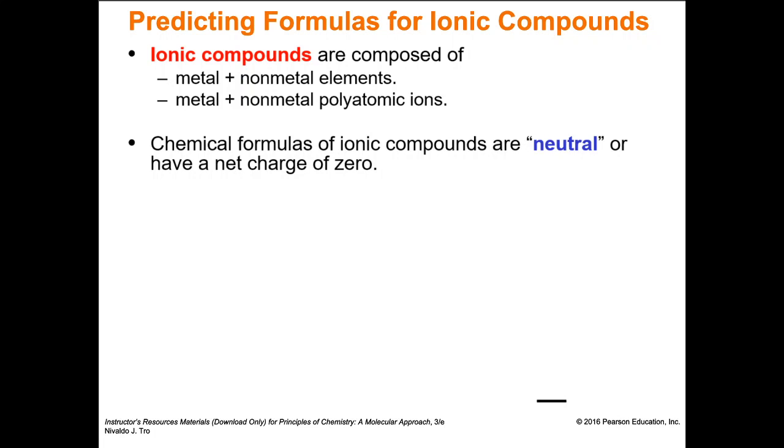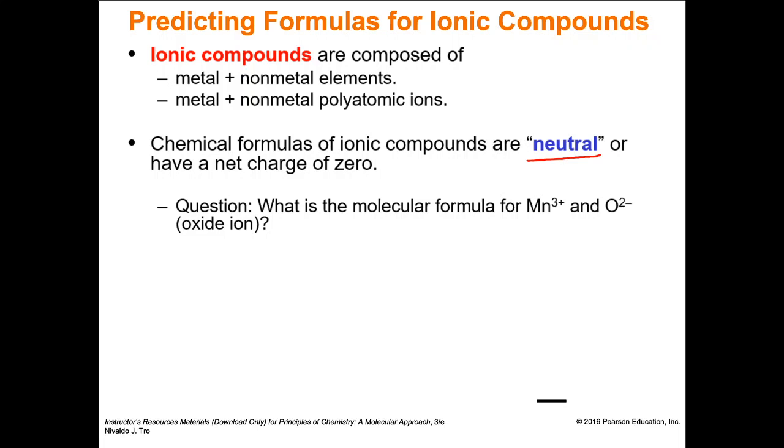Okay, so let's take a look at how to write chemical formulas. First we're going to look at ionic compounds, or predicting chemical formulas, you could say. Remember, ionic compounds are composed of a metal and a nonmetal element, or a metal and a nonmetal polyatomic ion. So easy enough, ionic compounds are made of ions. Chemical formulas for ionic compounds are neutral unless otherwise indicated. You will see sometimes ionic compounds that have a charge, but most of the time you're going to see them as being neutral.